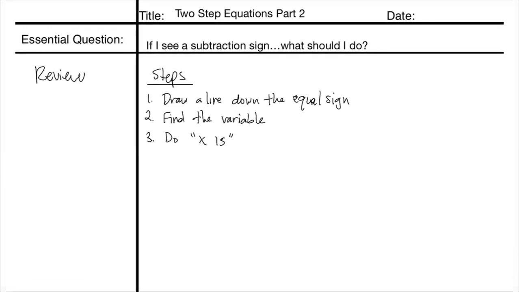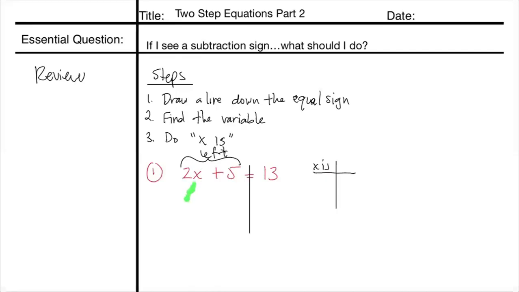So let's look at a quick problem. Number one, 2x plus 5 equals 13. Follow my steps. I'm going to draw a line down the equal sign. Split it up into two sides, because what I do to one side, I have to do to the other. Then I need to find my variable. My variable is x right here, so I know I need to be looking at the left side. And step number 3, do the X is strategy. So there's my x. What's happening to x is I have a times by 2, and I have a plus 5.